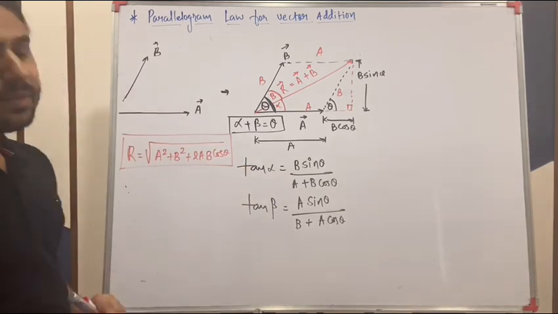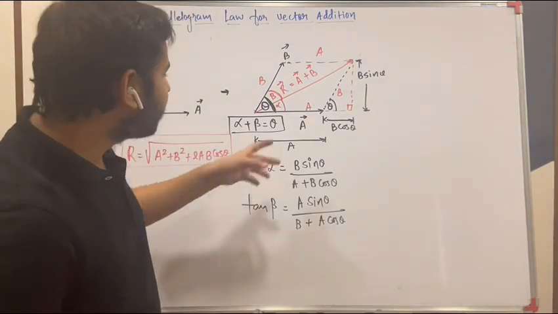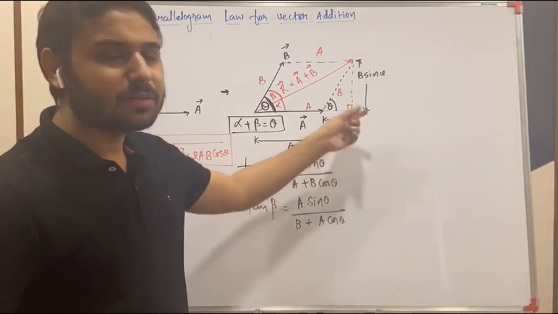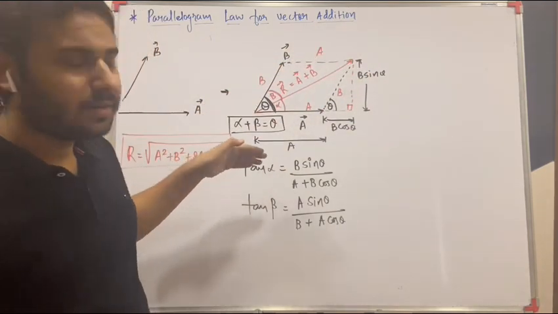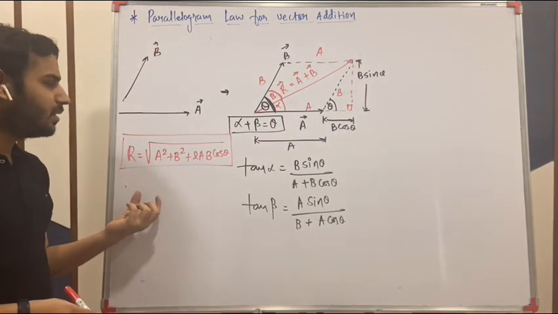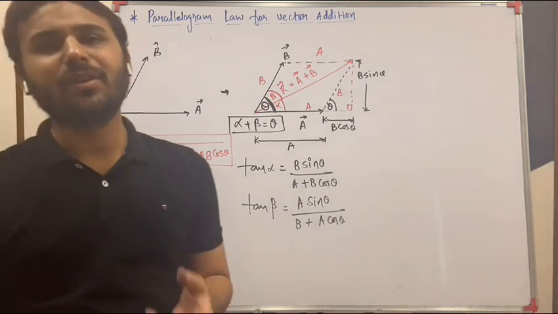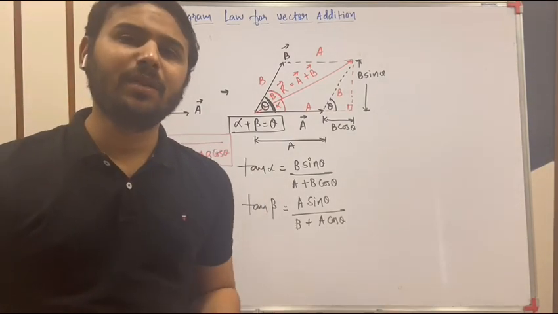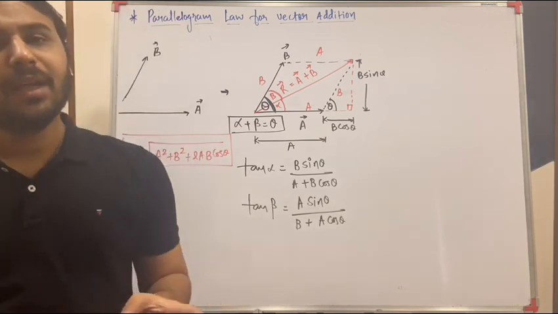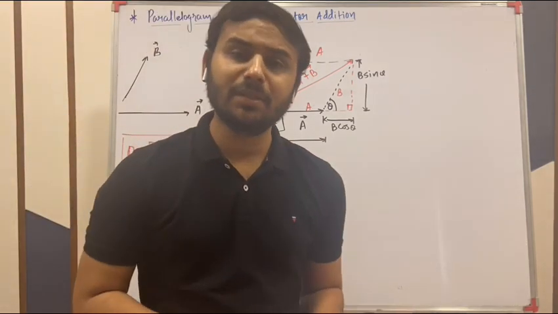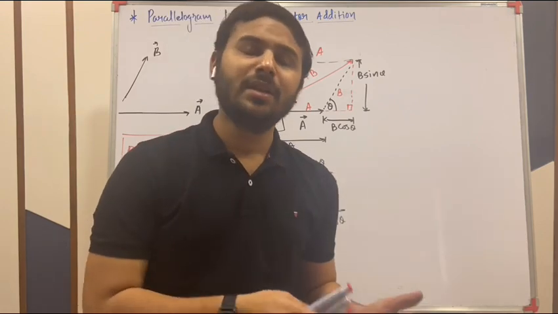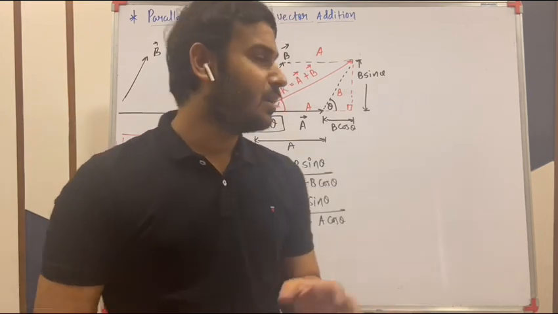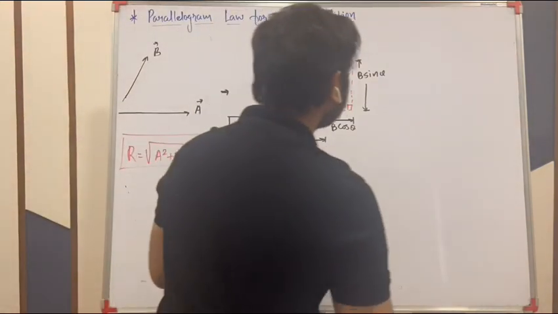Today I am not going to derive this. Simple Pythagoras law: A plus B cos theta whole square plus B sin theta whole square, that is R square. You will get your answer of R under root A square plus B square plus 2AB cos theta. Same as the triangular method. Whether you solve by the triangular method or the parallelogram method, your answers will remain the same. Obviously, these are two different methods, but the addition's answer cannot change.